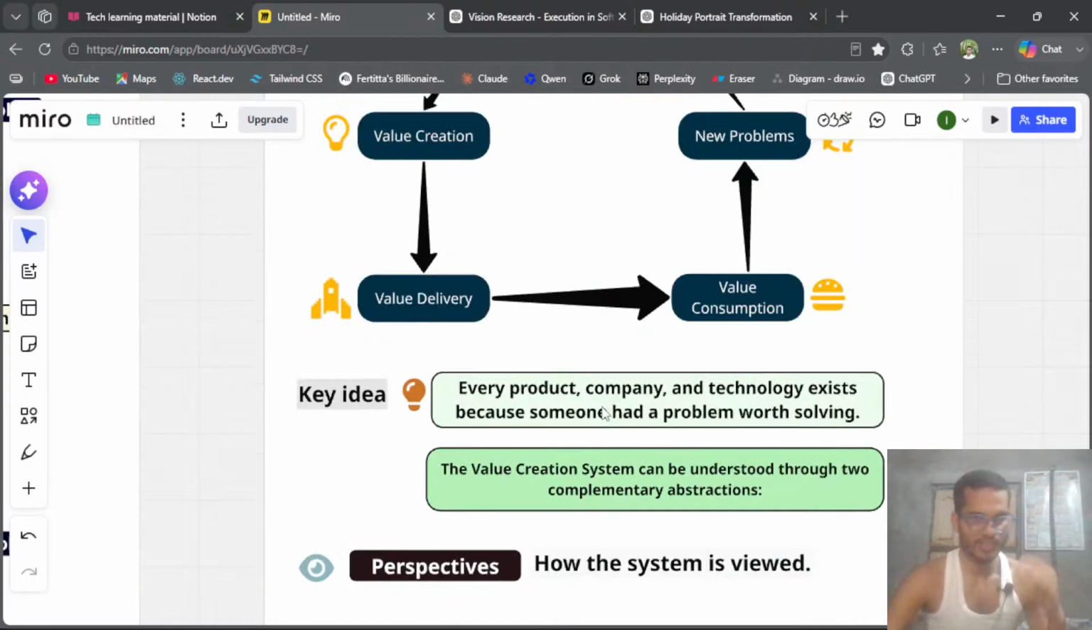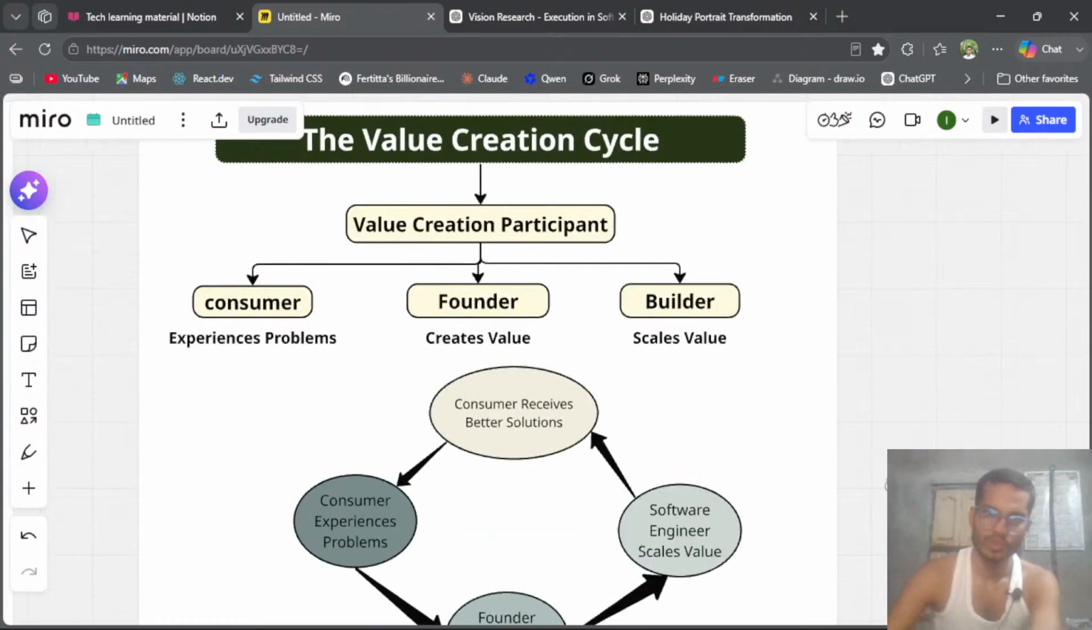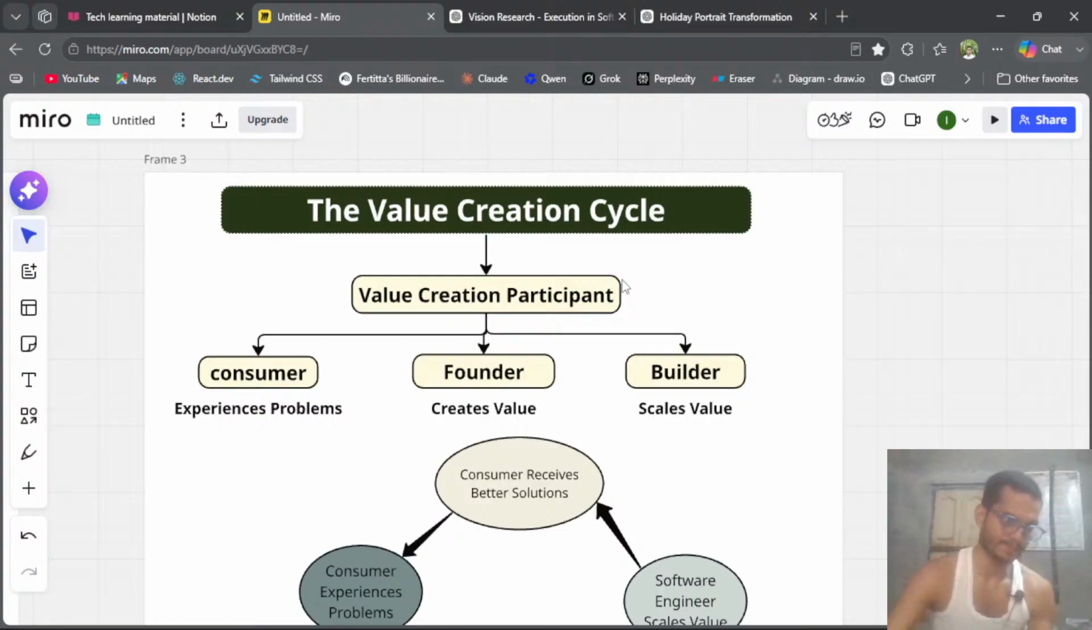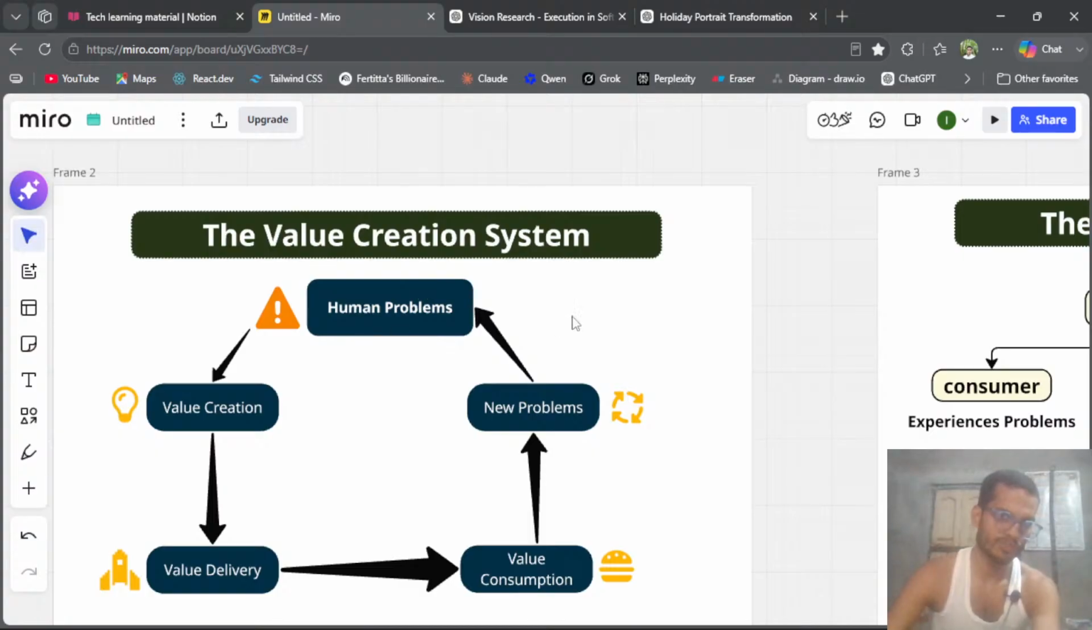We can understand this value creation system from two abstractions. One I call perspectives, and the other participants. Perspectives are how the system is viewed. Participants are who acts within the system. So first understand the participants. We have a value creation cycle, and this is the value creation system. System here means what exists, that is, the existence of the problem, right?